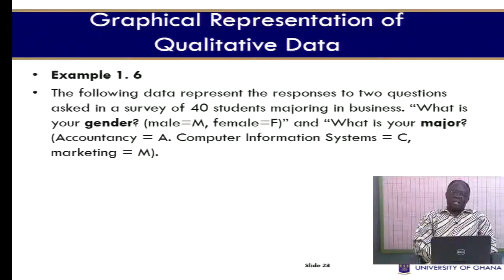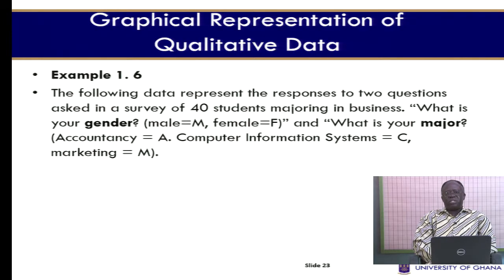Now, for data involving two variables, the bar graphs can still be drawn, but a combination of different types of shading as well as blanks can be used to distinguish the variables. Let's take a look at an example. The following data represents the responses to two questions asked in a survey of 40 students majoring in business.